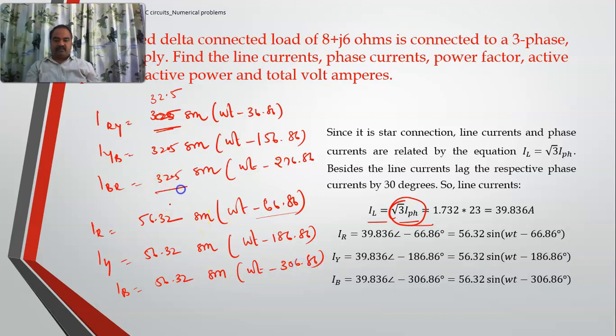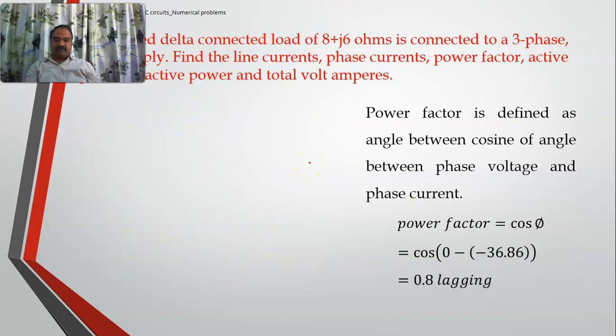Right. This is the way how we see the relation between these two. Root 3 times. These are phase currents. This is line current. Root 3 times magnitude, and angle is lagging 30 degrees. This is what I have implemented. Now coming to the power factor. Power factor remains the same whether it is star or delta. There will be no change. See, the difference between the angles remains the same.